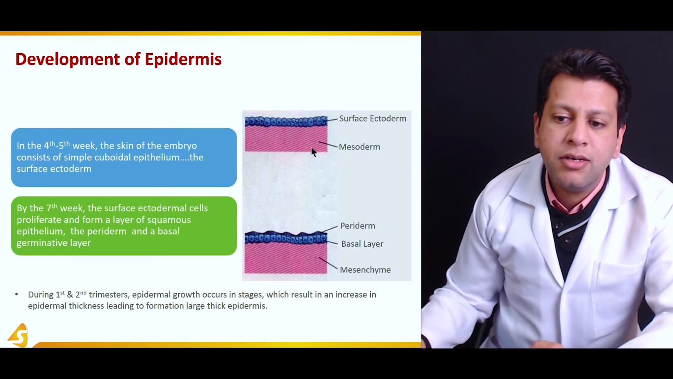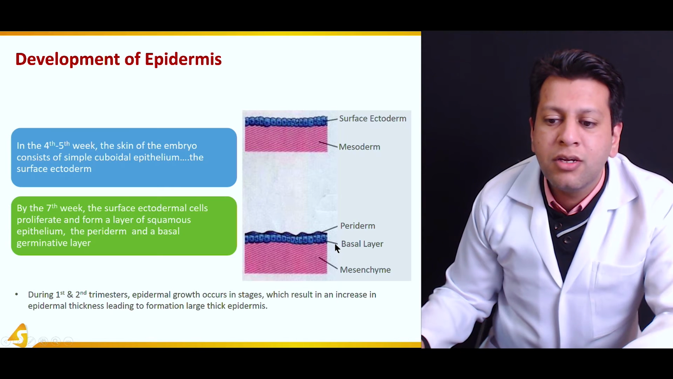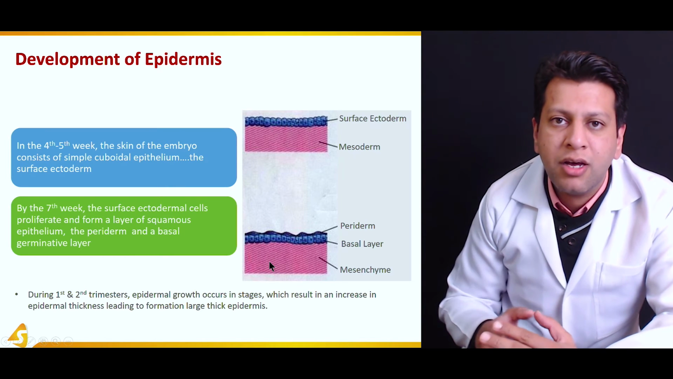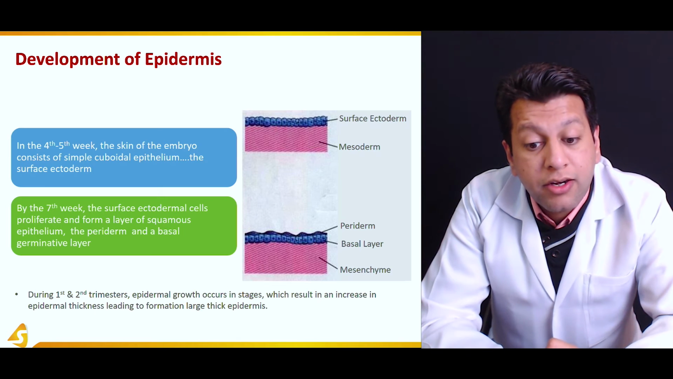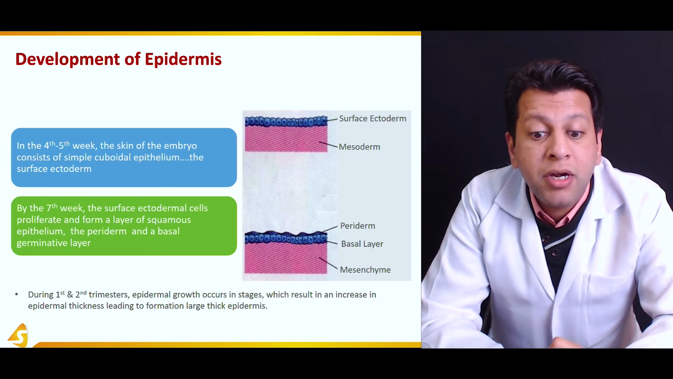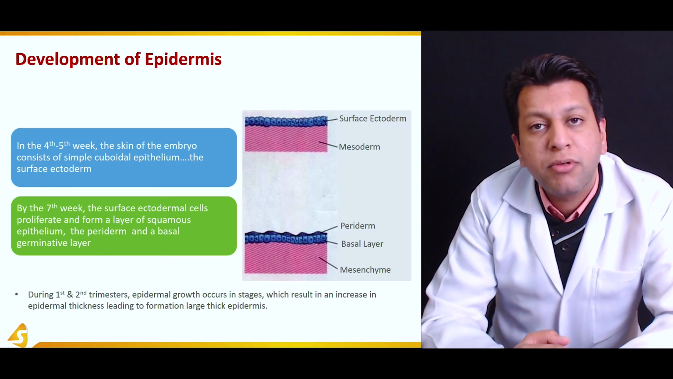So, if you see on the right side in the diagram, this is the mesoderm, this is the surface ectoderm, and these cells have started to divide and they're giving rise to layers and layers of cells. Eventually, the outermost layer becomes the periderm. Then this becomes an intermediate basal layer, and the mesenchyme has also enlarged as it is also dividing. During the first and the second trimester, epidermal growth occurs in stages, which results in an increase in epidermal thickness, leading to formation of a large, thick epidermis. We'll have a germinative layer, an intermediate layer, and the outermost layer would be the periderm layer.